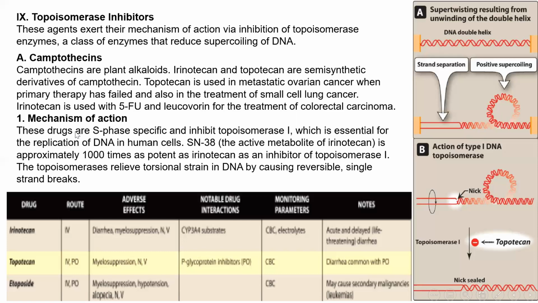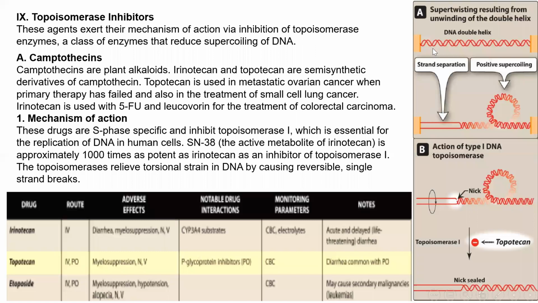The mechanism of action of these agents, as we said, is related to topoisomerase. It is a direct inhibition of topoisomerase 1, and this is an essential enzyme for DNA replication in human cells. There is an active metabolite of irinotecan called SN38, and this one is very potent in comparison with the parent drug. Topoisomerase relieves torsional strain in DNA by causing reversible single strand breaks.